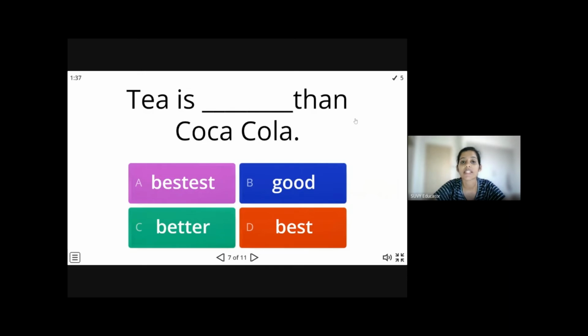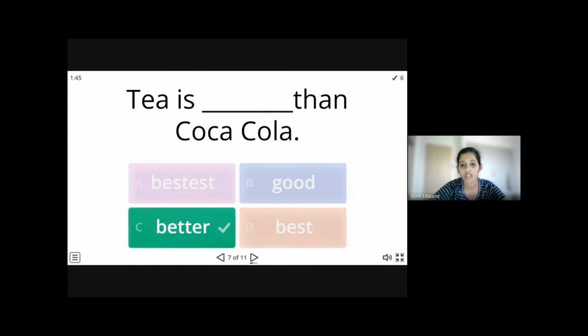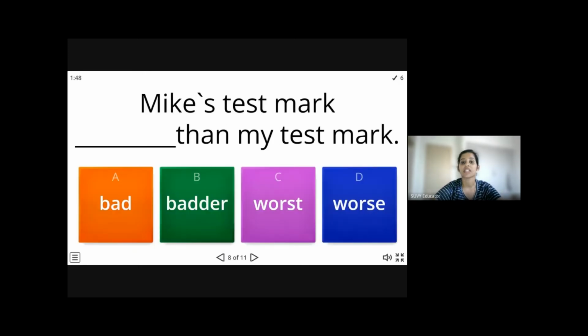Okay, tea is dash than Coca-Cola. Is it bestest, good, better, or best? Now again, this is about comparison, and for good, it is better. The next one we have is Mike's test mark dash than my test mark. So it's about two people's test marks, and the word is supposed to be bad. So what is the comparative word for bad? It's not badder, it's not worst, it is worse.